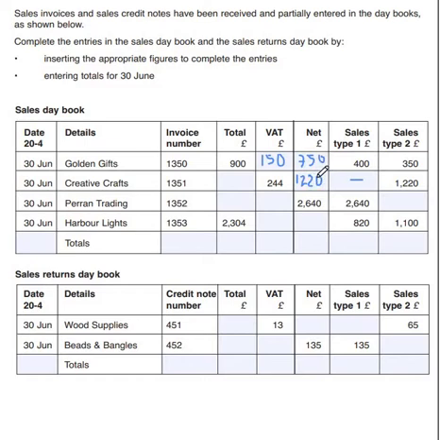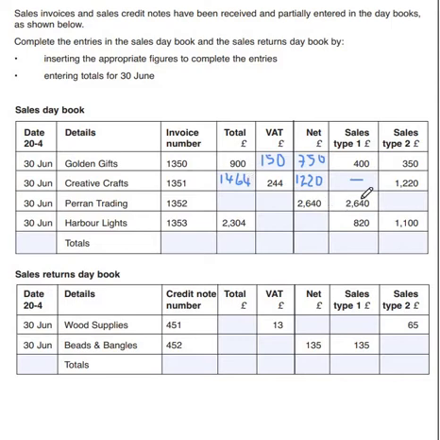and my total figure is going to be obviously 1,220 plus the 244, which gives me 1,464. So I put that 1,464 into the total column there.